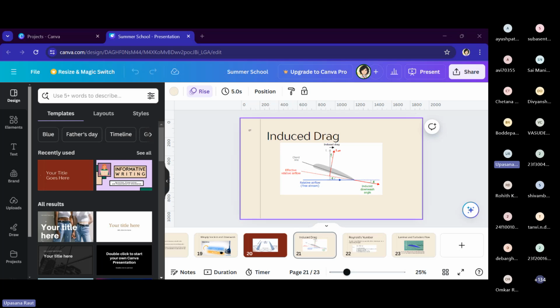Size of the airfoil? I don't really think so. It depends on the size of the airfoil, but let me confirm.